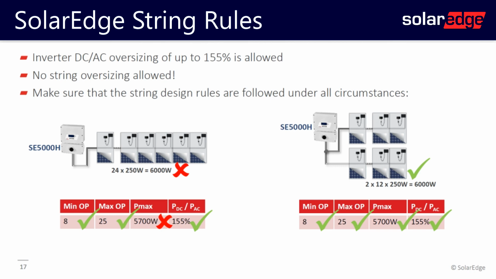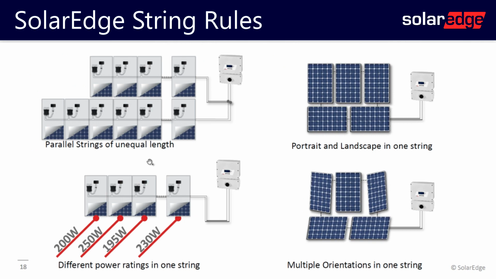So if the maximum string length is 5,700 watts and you have 24 modules at 250 watts yielding 6,000 watts and you don't want to break it up into 2 strings, I am so sorry. You're going to have to break it up into 2 strings. In this configuration, 6,000 watts exceeds the maximum of 5,700, so you'd have to do 2 strings of 12, and that is perfectly acceptable. With SolarEdge, you're allowed to have paralleled strings of unequal length.